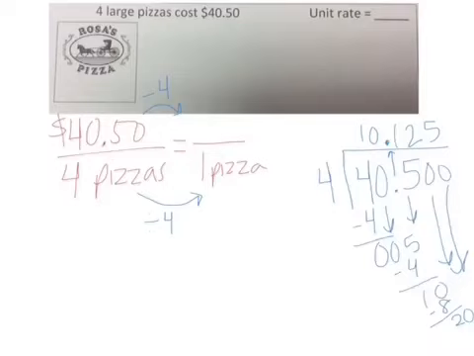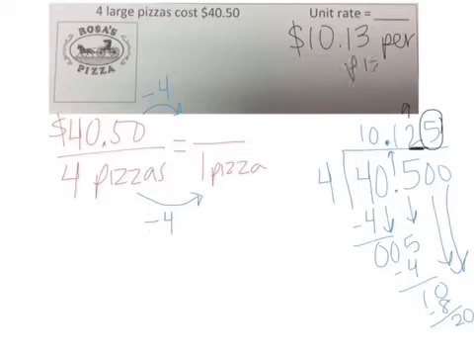So now it looks like I have $10.125. Well, money doesn't go that far out. Money only goes to the hundredths place. So what I'm going to need to do is round this. I have to look here at this 5, and 5 is going to make this 2 round up. So my unit rate for this is $10.13 per pizza. So for every 1 pizza I buy, it's costing $10.13.